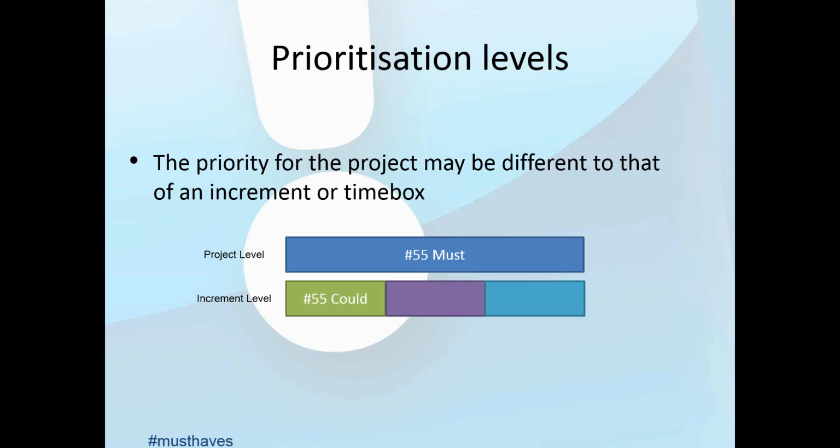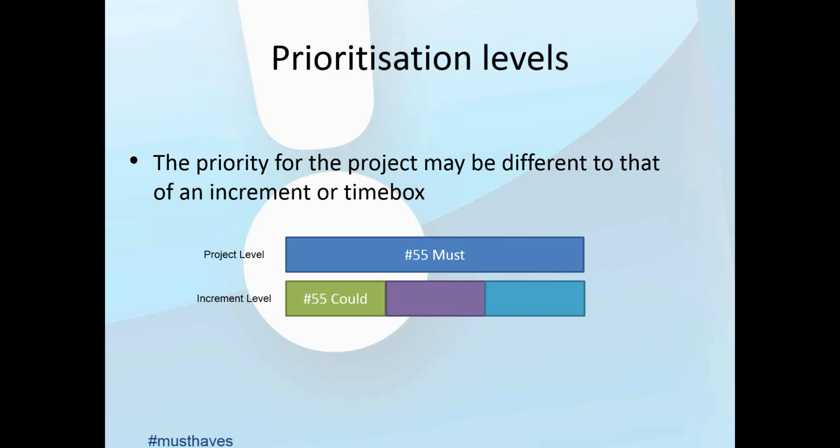But what you would do is load it into that increment. So, for example, you're trying to do ordering and payment in that first increment, and you think you can do reporting as well. Now, reporting is a must for the whole project, but I'm going to try and get it into that first delivery. Then load it into that first delivery, but load it as a could have. The key word is a could have for the increment. It's still a must at the top level for the project.